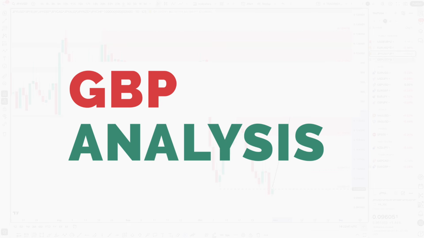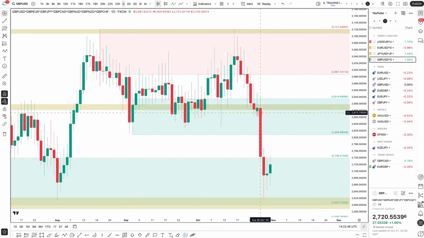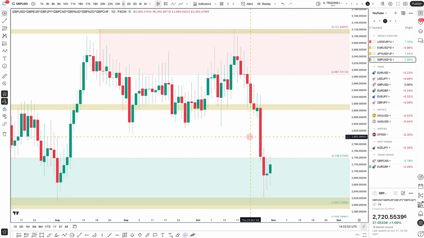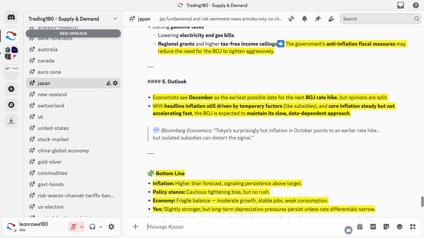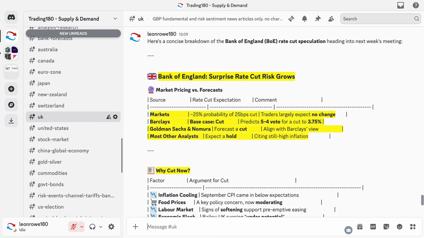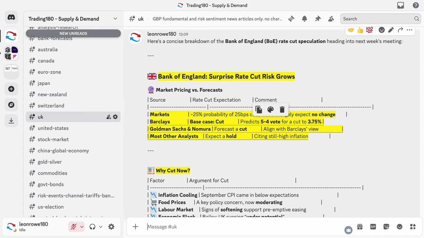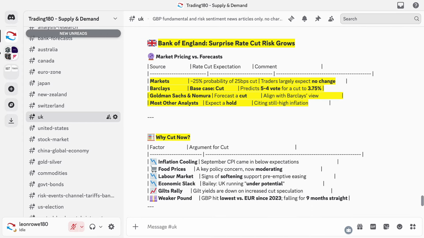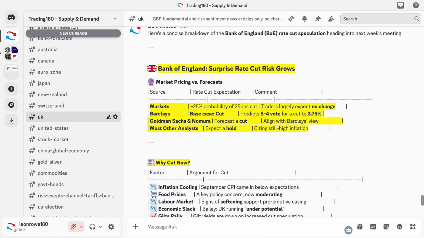And the pound. At the moment, the pound had a bit of a depreciation on the Tuesday, and that was really due to, I think it was some inflation data, or was it jobs? Which one was it again? It was inflation cooling basically, and it says here surprise rate cut risk grows.